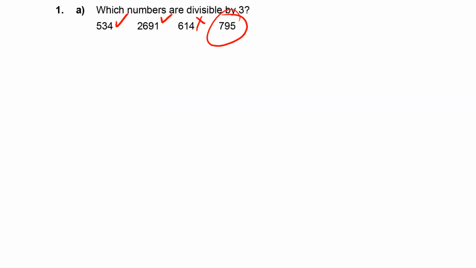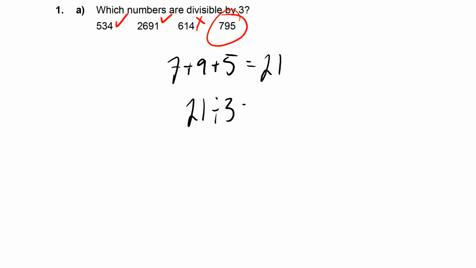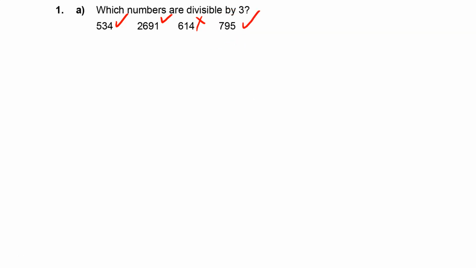Now we're looking at 795. 7 plus 9 plus 5 is equal to 21. 21, of course, can be divided by 3 because it equals 7. So we can say that 795 is also divisible by 3.